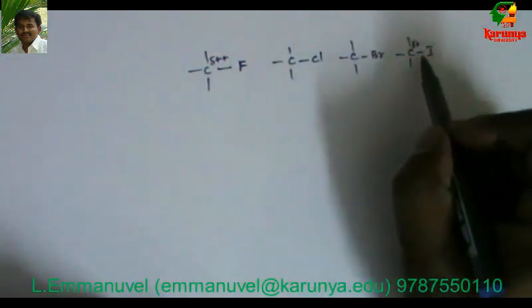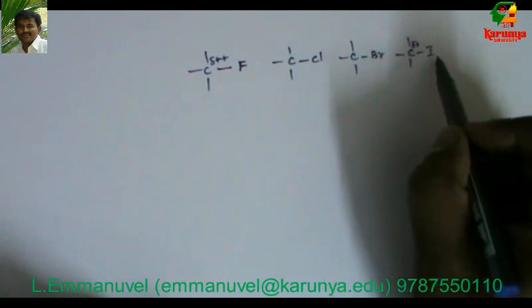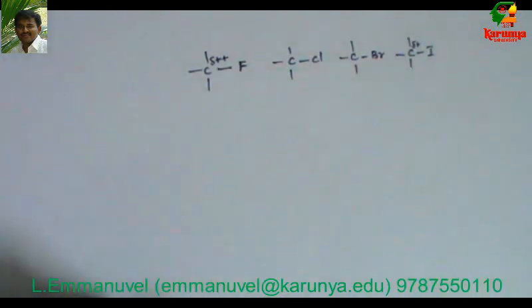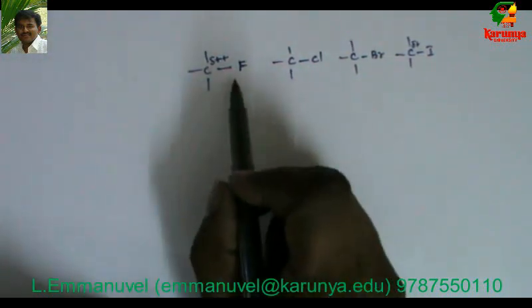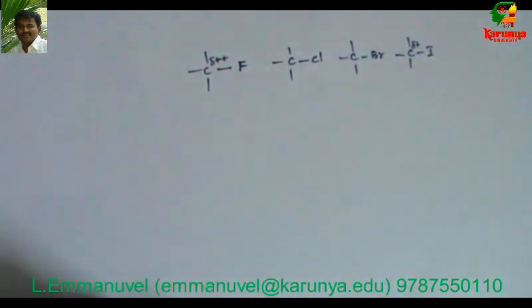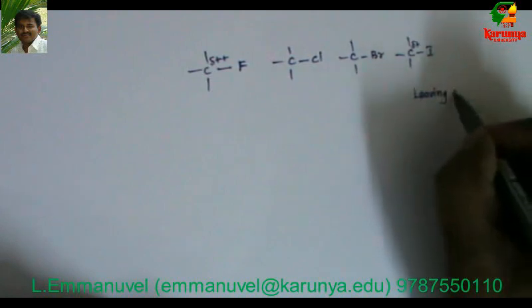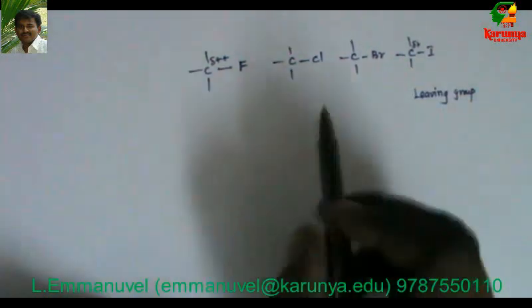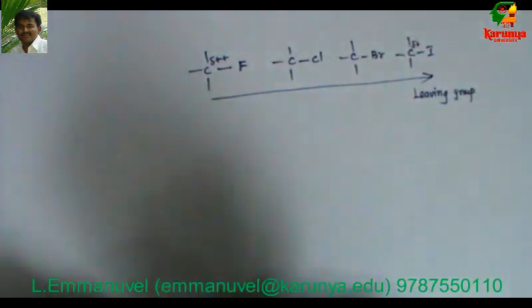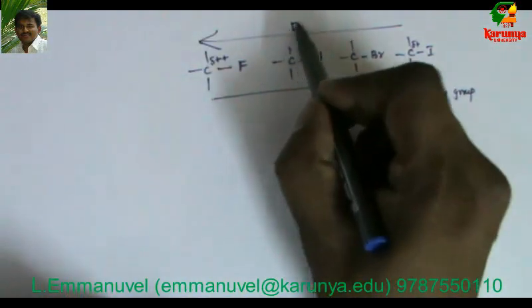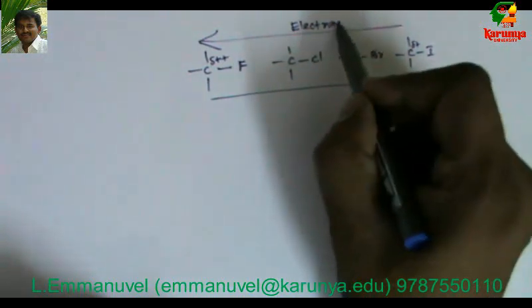The reason is the minus charge can be accommodated in the d orbital of iodine, and also since the size of iodine is big, it can easily accommodate the minus charge. But in the case of fluorine, it is small, it cannot accommodate 2 more electrons. Because of that, the leaving group tendency is more for iodine. So it increases like this. But the electronegativity is increasing in this order.